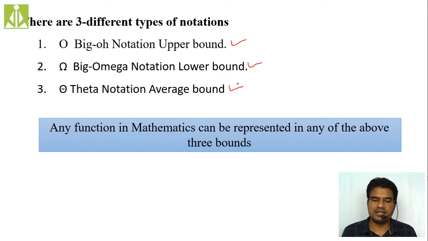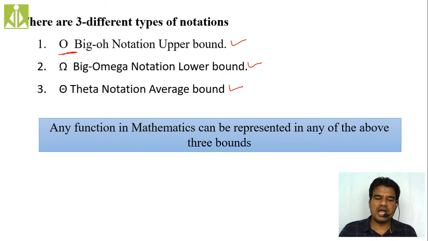Very soon you will understand these things. Any function in mathematics, whatever polynomial equation for the function you will take, all those functions will come in any of these notations. That means we can represent all those functions using any of these notations. Either you can use big O notation, or theta notation, or big omega notation. The symbols you have to remember. To represent big O, we use this big O symbol.